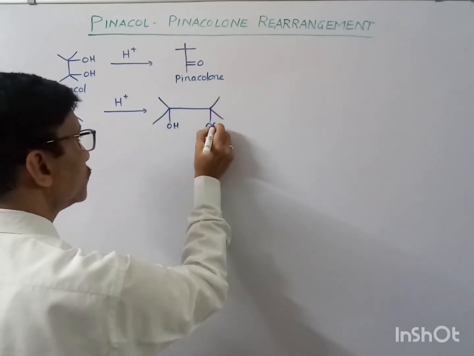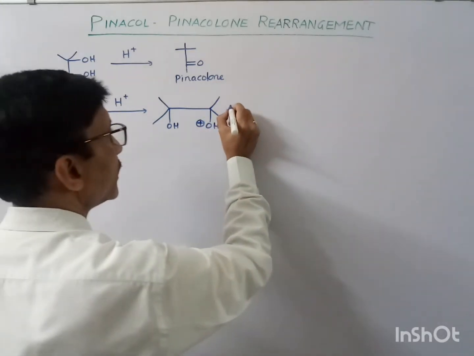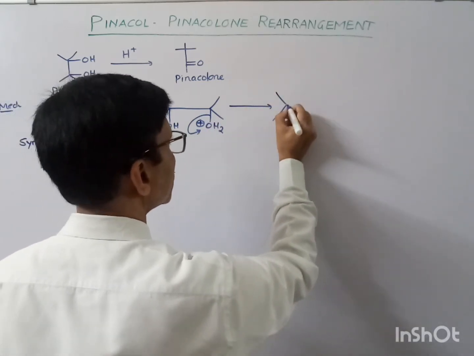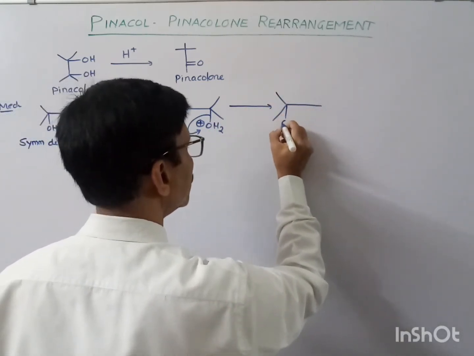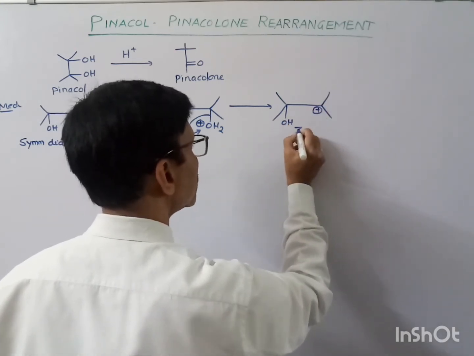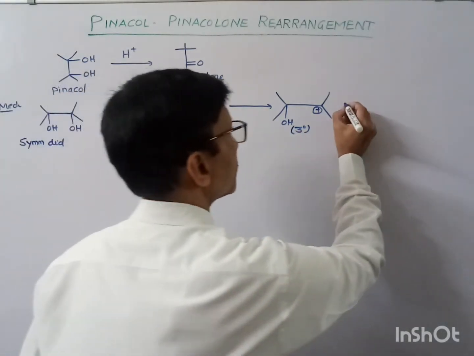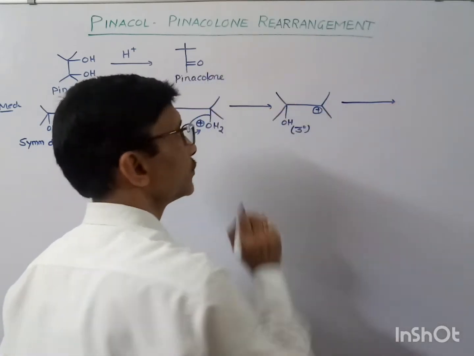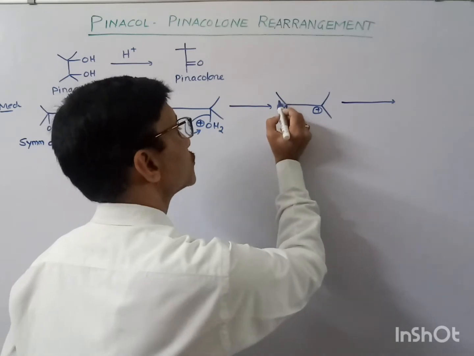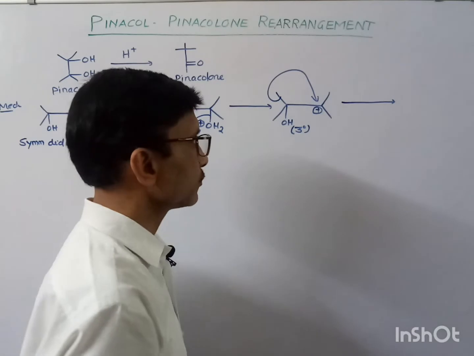that would be converted into this OH2 with positive charge on the oxygen atom, and in the next step this H2O molecule will leave out, and you will have a positive charge over here. So this is the tertiary carbocation which is formed. Now in the next step, the migration of a methyl group takes place. This is a methyl group, this is a methyl group. Any of these will migrate to neutralize this positive charge.